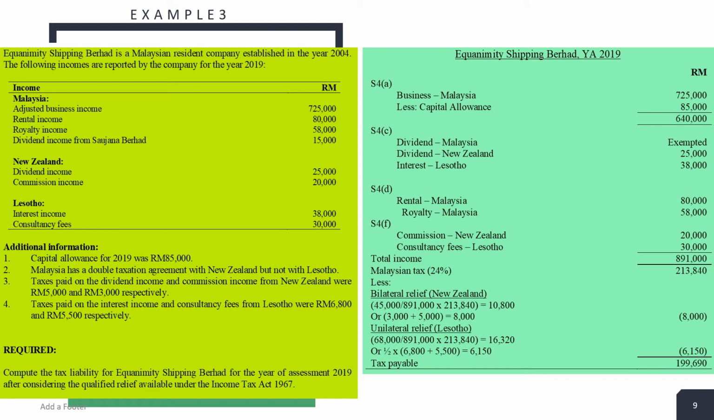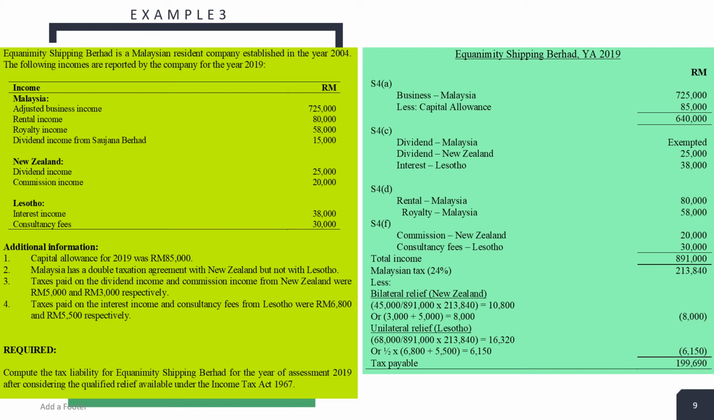Okay, this one is example 3, which is final exam standard, which comprises both bilateral and unilateral. Let's see. Equanimity Shipping Berhad is a Malaysia resident company, and they report the following income: Malaysia income, adjusted business income, rental income, royalty income, and dividend. New Zealand, we have dividend income, commission income. Lesotho, interest income and consultancy fees.